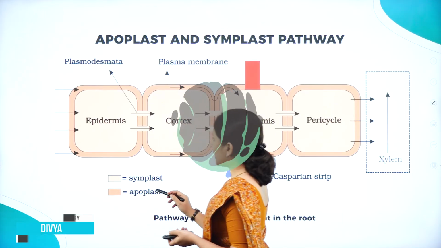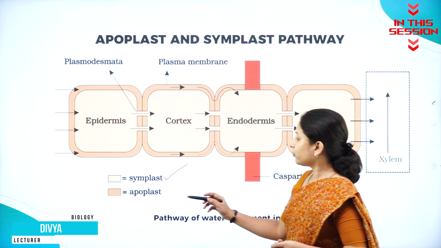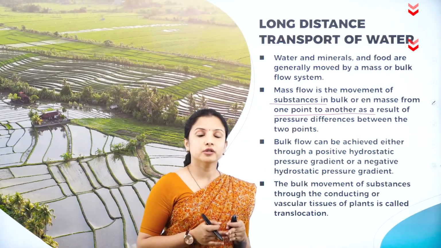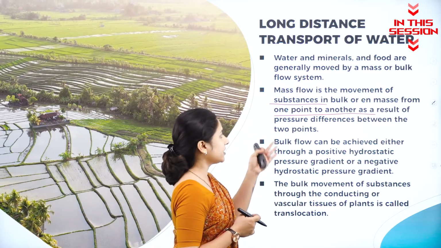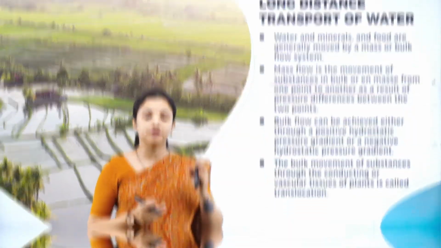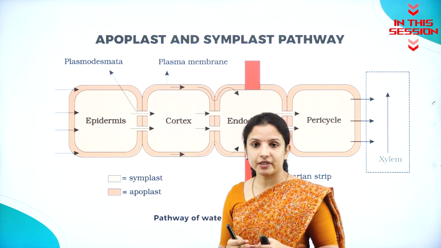The symplast pathway has been depicted in a light brown color and the apoplast pathway in a dark brown color. So the movement of molecules between the cells actually creates a lot of pressure differences between the 2 points. So the epidermis is made up of barrel-shaped cells called the epidermal cells.